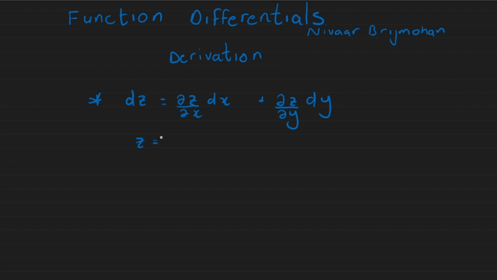So we have a function z that depends on x and y. And if we want some differential change, or rather some change in z, for this change in z to occur, there must have been a change in x and y. So it's this change in x and y that has actually caused this change in z.